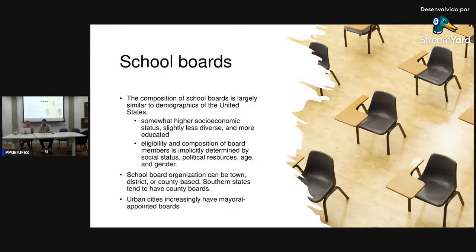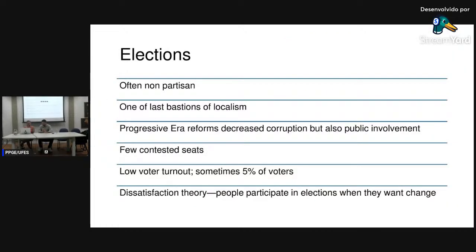Yeah. Okay. But overall, school board governance is very different from what we're talking about with the partisan nature that we see in the United States. It's usually very nonpartisan. There are very few tensions and contested seats, very little corruption, and what we say is one of the last bastions of local decision making.